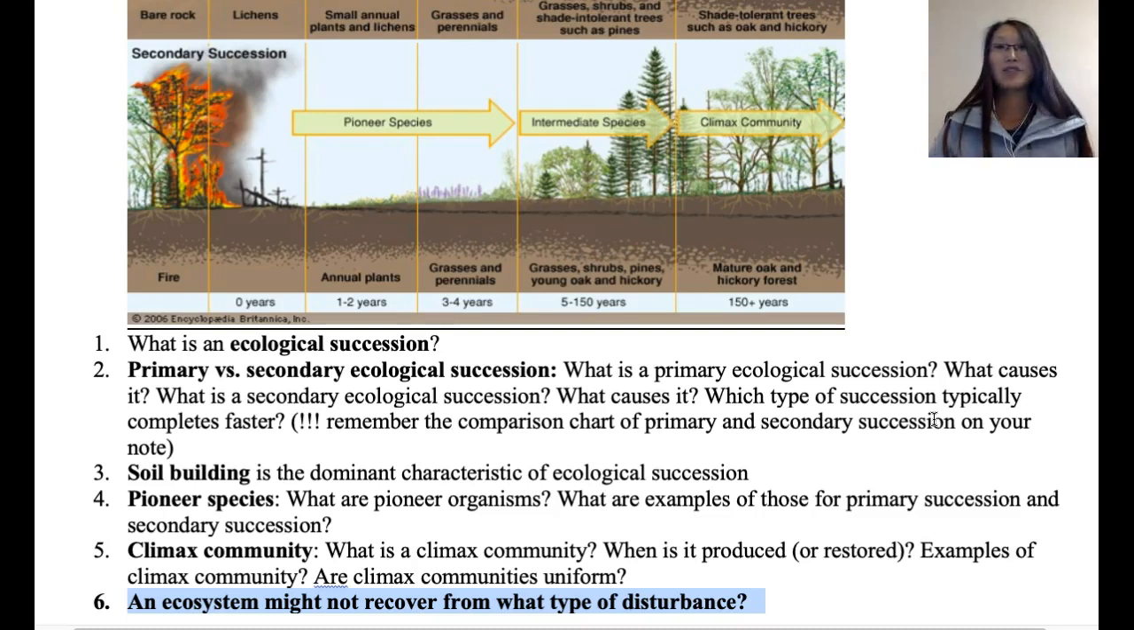Okay, so this is ecology number 8. Move on to ecology number 9.